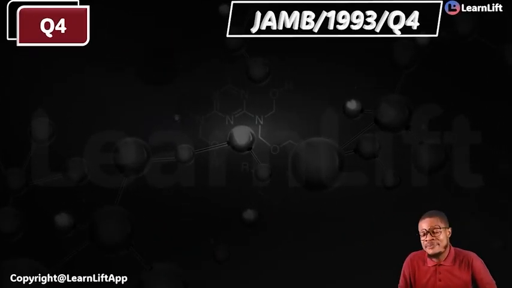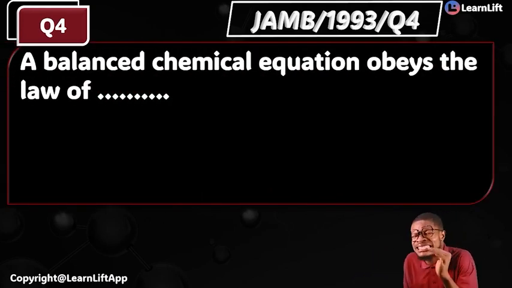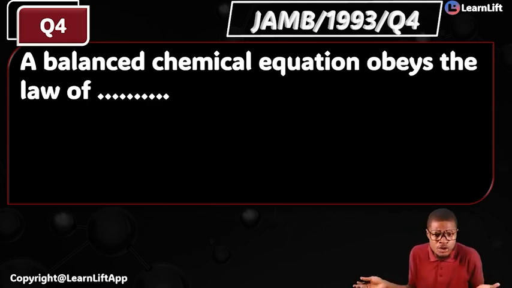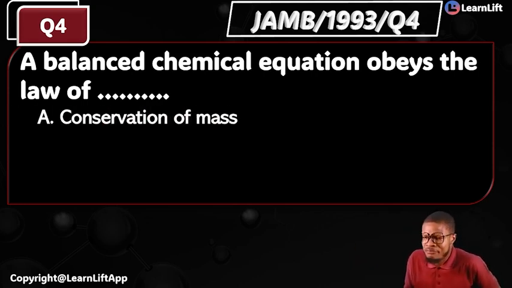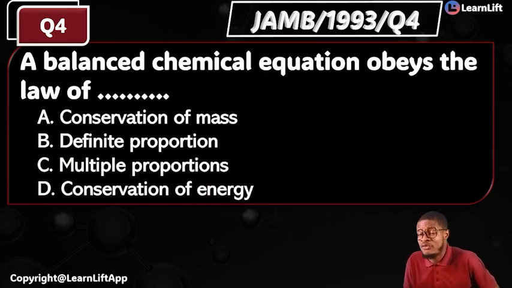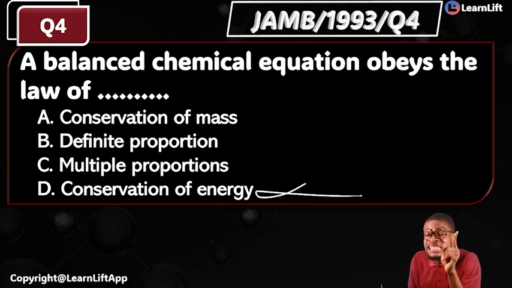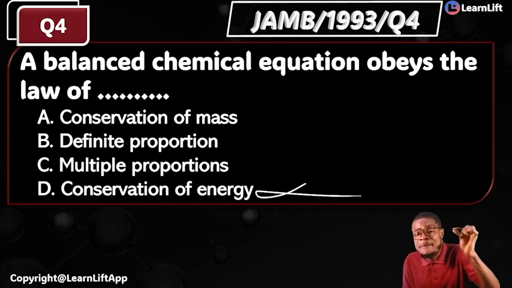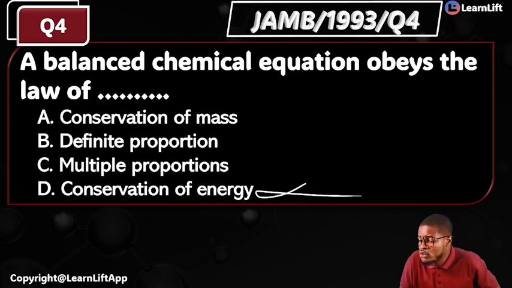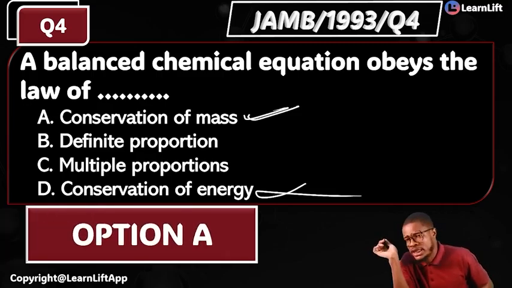Now look at your JAMB 1993 question 4. Look at what JAMB asked, a sweet question. The question says a balanced chemical equation obeys the law of what? Option A said it obeys the law of conservation of mass. B said the law of definite proportion. C said the law of multiple proportions. And D says conservation of energy. That's why I told you from the onset that the law of conservation of energy is not the same thing as the law of conservation of mass or matter. A balanced chemical equation will always obey the law of conservation of what? Mass, or matter, and not energy. Are you getting it now? Making option A the correct answer.